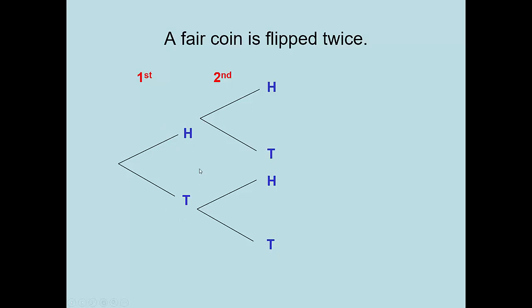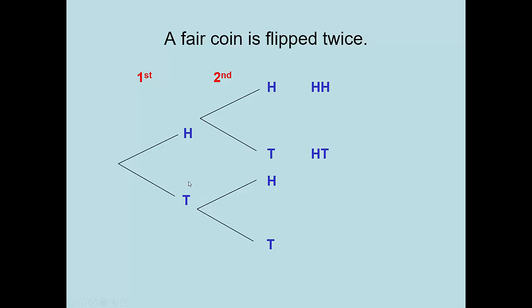We start with our first event, which has the option of getting a heads or a tails, and then we layer on the second event. So assuming that I had gotten a heads on the first event, I could have gotten a heads on the second event. So one possible outcome is a heads and a heads. Assuming that I got a heads on the first event, I could have also gotten a tails on the second event. So a second possible outcome for flipping two coins is that I could have gotten a heads followed by getting a tails.